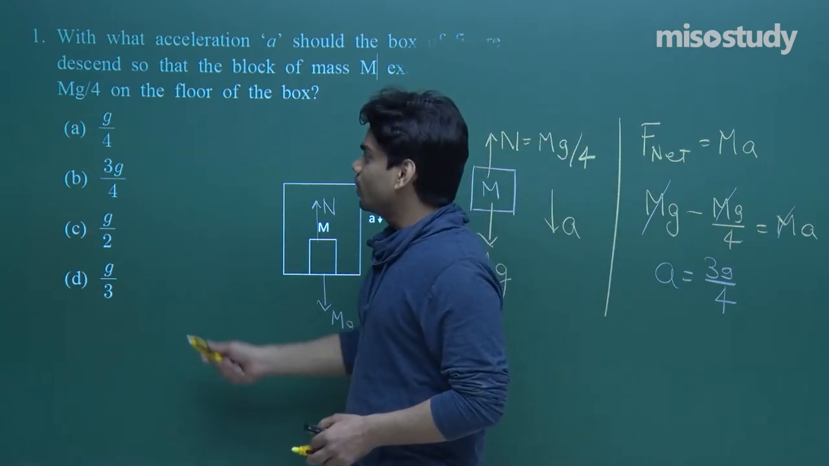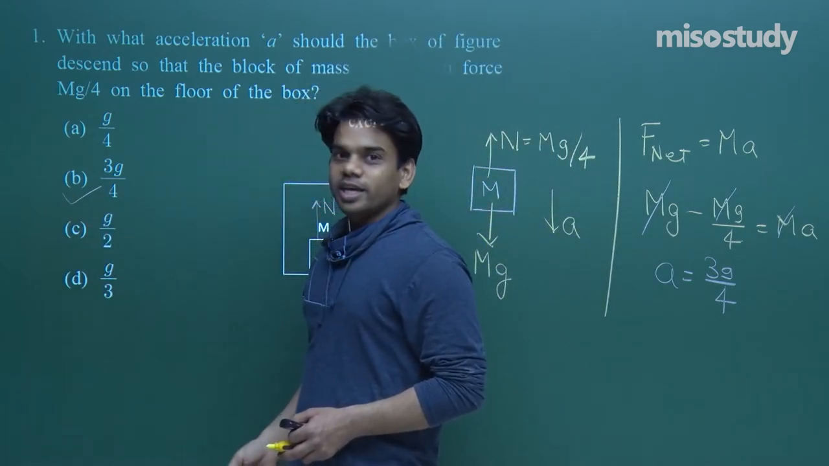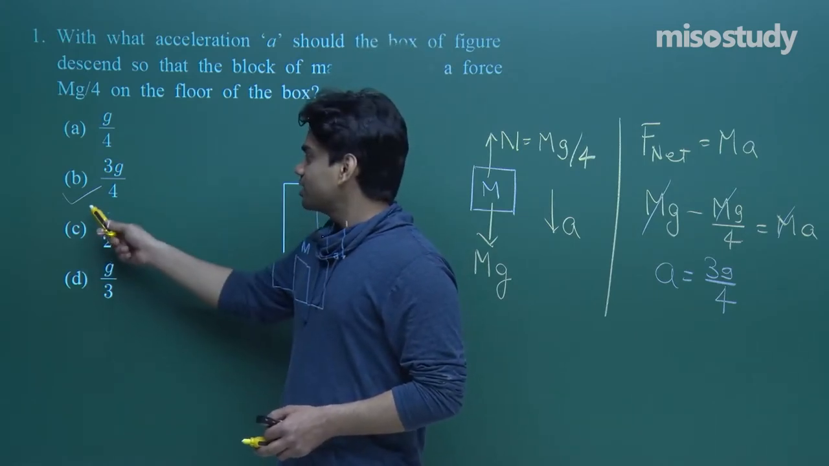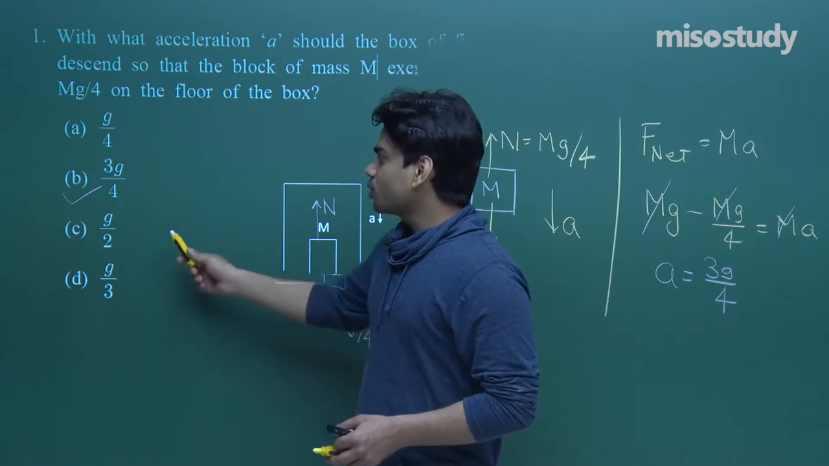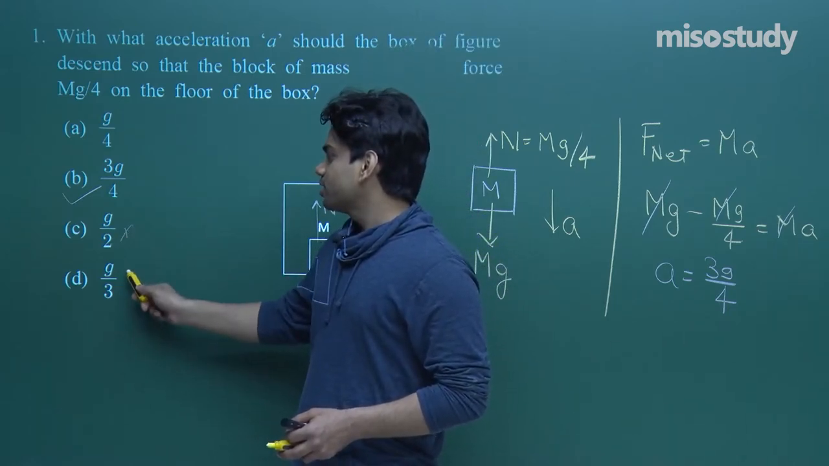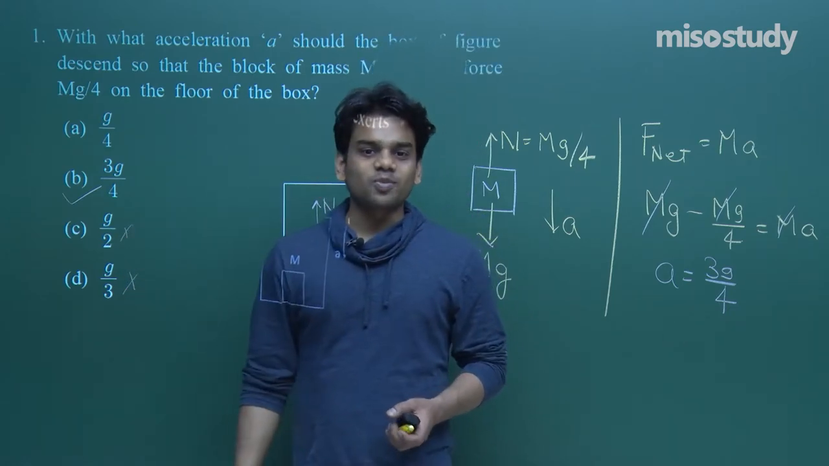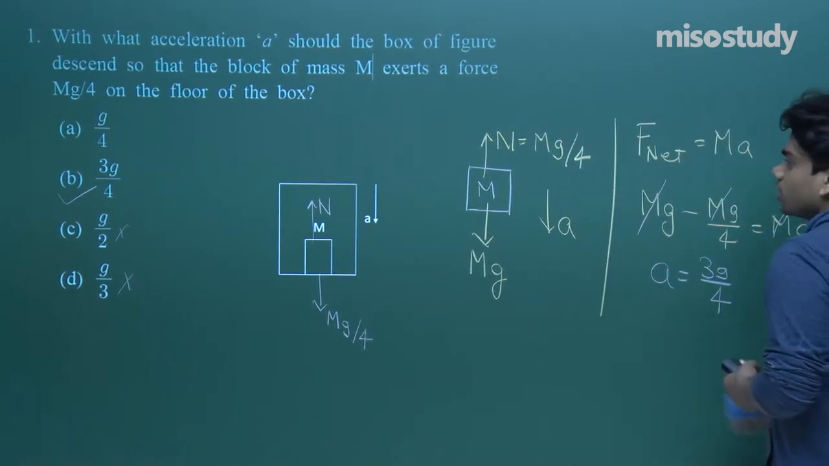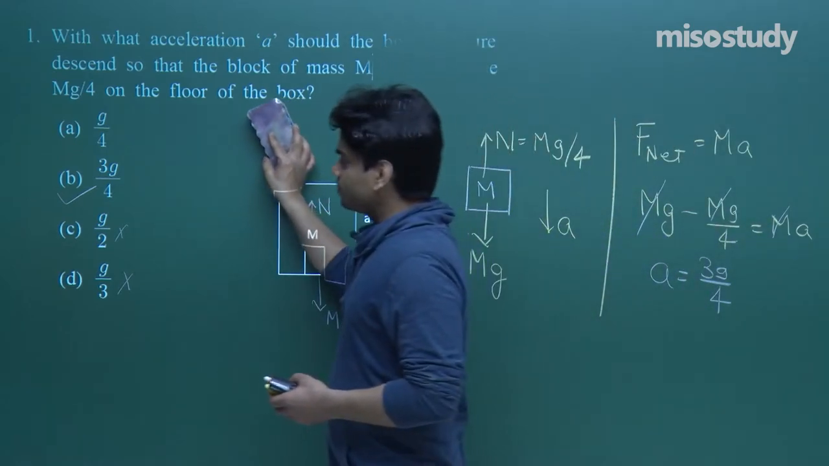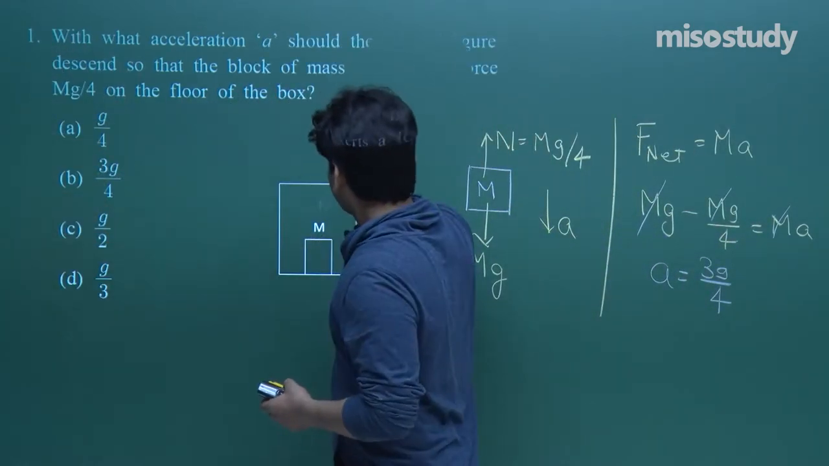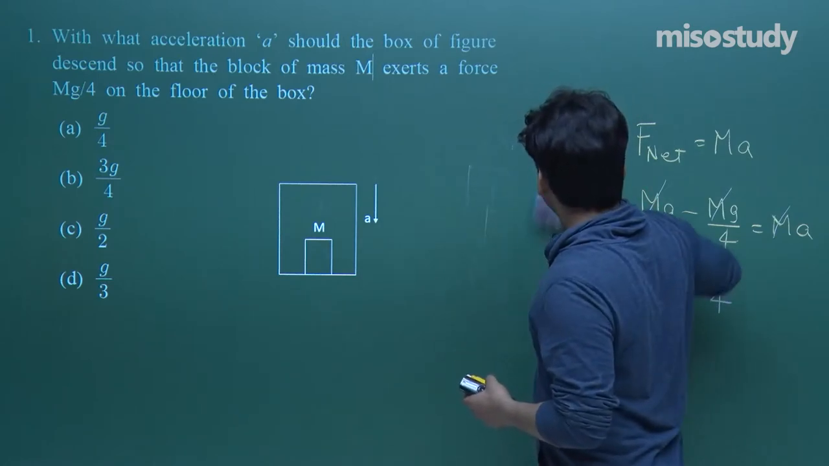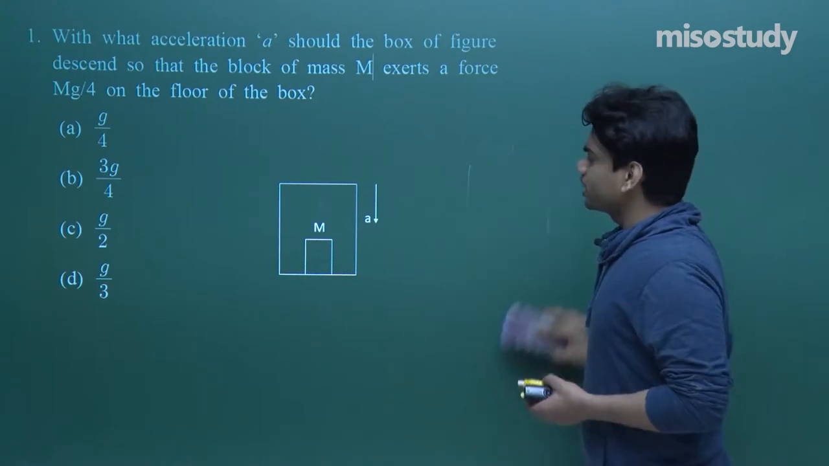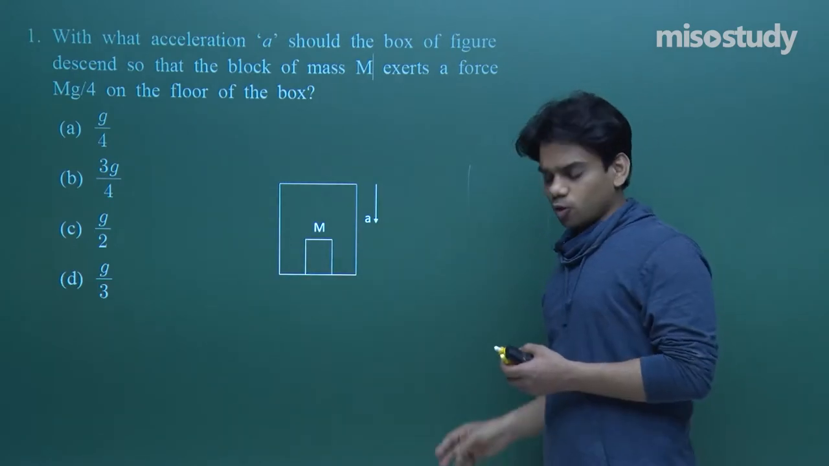A equals 3g by 4 will turn out to be option number B. Option A, g by 4, is incorrect. Option B, 3g by 4, is the correct answer. Option C, g by 2, again it's incorrect. D, g by 3, is the incorrect response. Let me rub the entire part so that we can solve the next question. I believe it is pretty clear to you all how to solve such a question. It's a very simple question, not too tough.